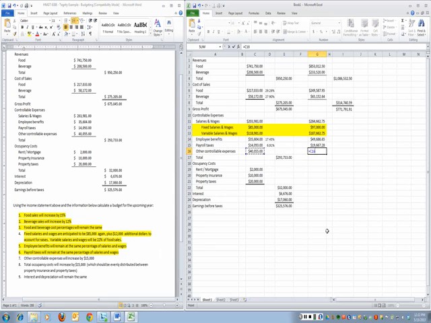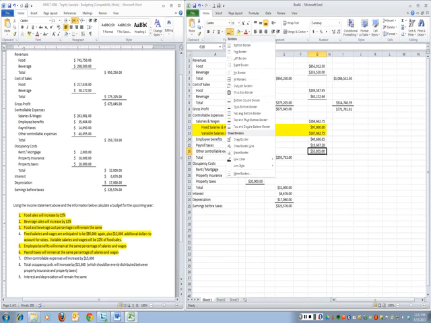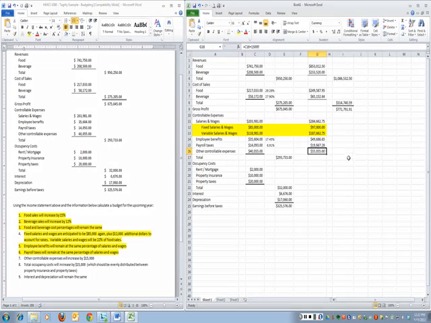Other controllable expenses will increase by $15,000. So we come here and we take last year's other controllable expense amount and we add our $15,000 to it.